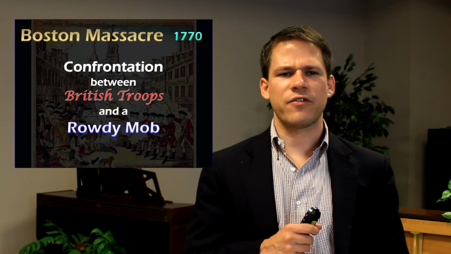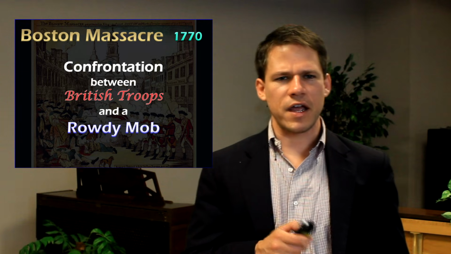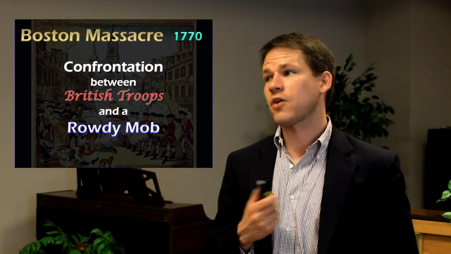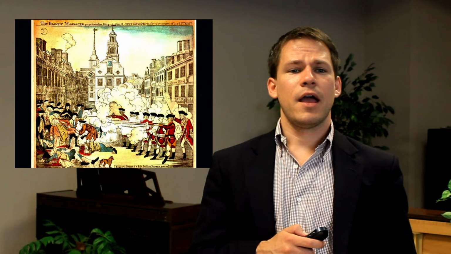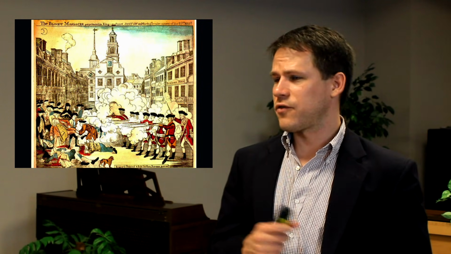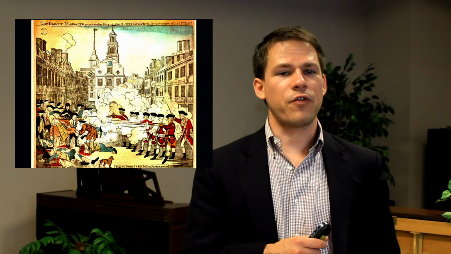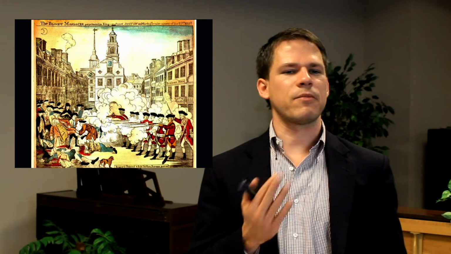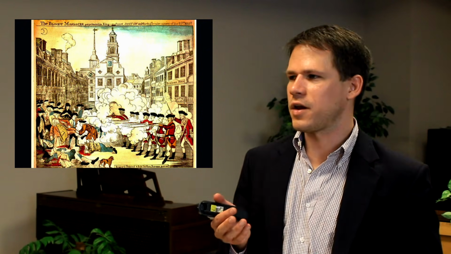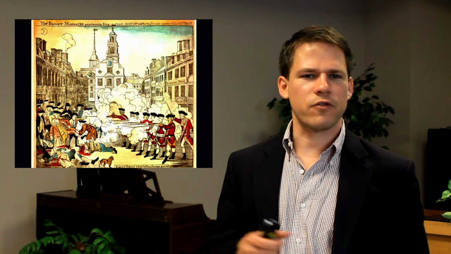In 1770, you see a confrontation between British troops and a rowdy mob, really a rowdy, lawless mob. And that's not portrayed as such in this engraving by Paul Revere, that you see British troops all neatly lined up, firing upon a crowd which seems calm, which includes women and children and a dog that's, I don't know if it's a stray or something like that.